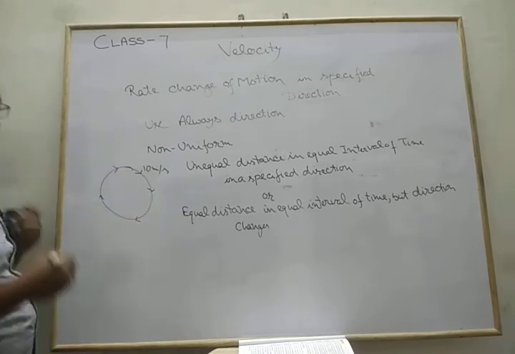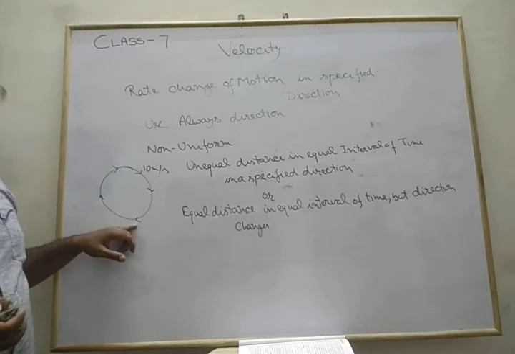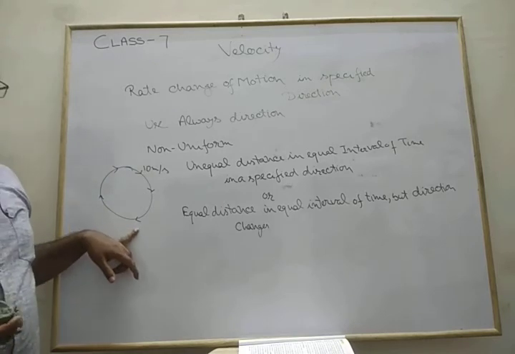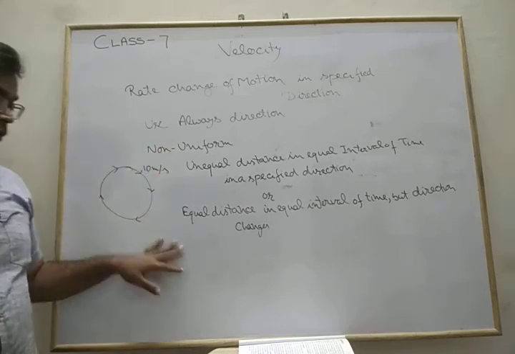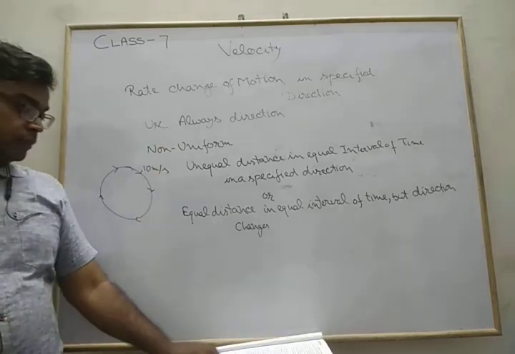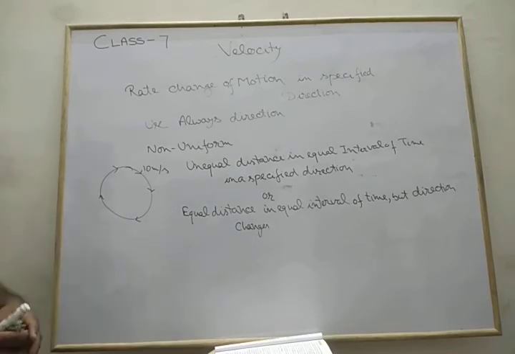So it is a non-uniform velocity. If direction does not change, then it's a uniform velocity. So this is the basic difference of uniform and non-uniform velocity. This velocity is also known as a variable velocity.